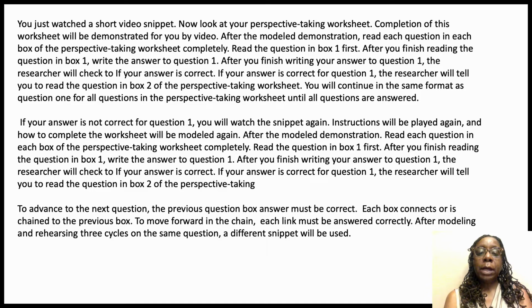After you finish writing your answer to question 1, the researcher will check to see if your answer is correct. If your answer is correct for question 1, the researcher will tell you to read the question in box 2 of the perspective taking worksheet. To advance to the next question, the previous question in that box must be answered correctly. Each box is a chain to the previous box. To move forward in the chain, each link must be answered correctly. After modeling and rehearsing 3 cycles on the same question, a different snippet will be used.